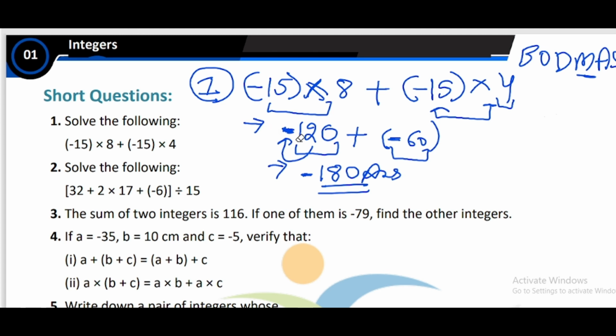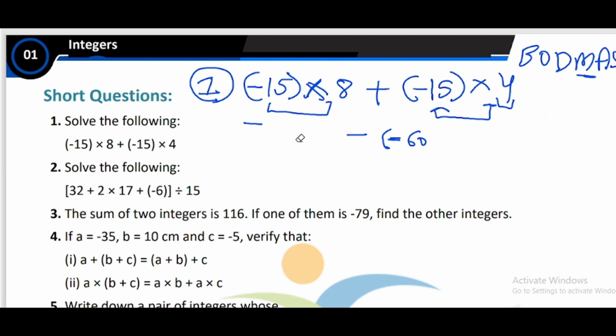Then the right answer is minus 180. Let's see the next question. Question number second.